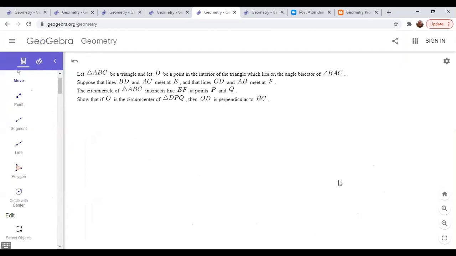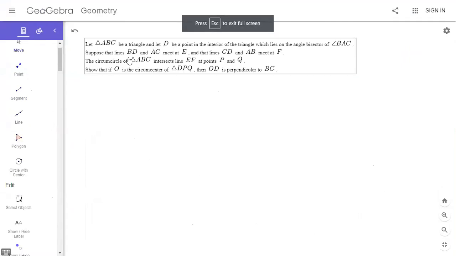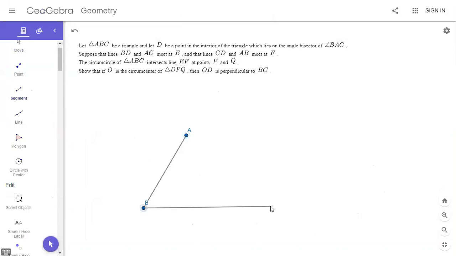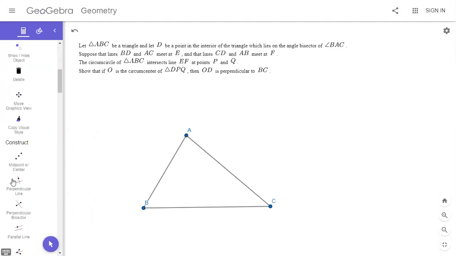Maybe I'll just finish with this problem right here. So we have a triangle ABC. D lies on the bisector of angle BAC.